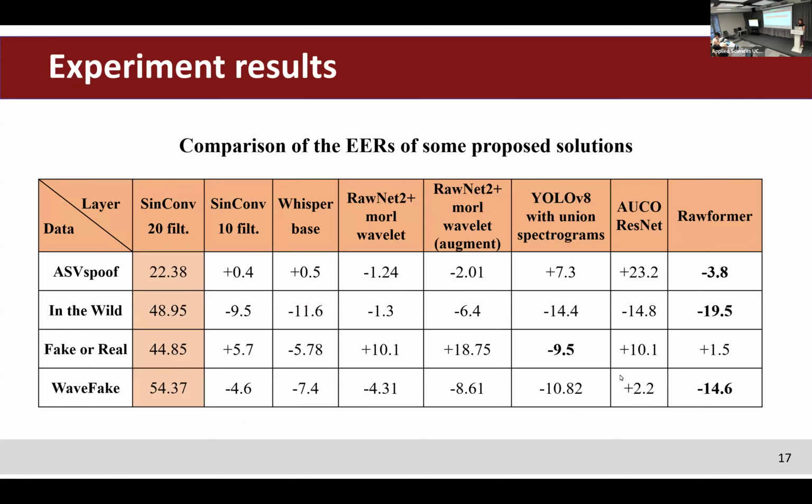Now let me show the experiment results. The first column of the table on the slide represents the results of the original RawNet2 with 20 SincConv filters. Other columns show the differences in equal error rates between the original model and other proposed solutions, where plus indicates worse results and minus better. Also, bold numbers indicate the best results for each dataset.